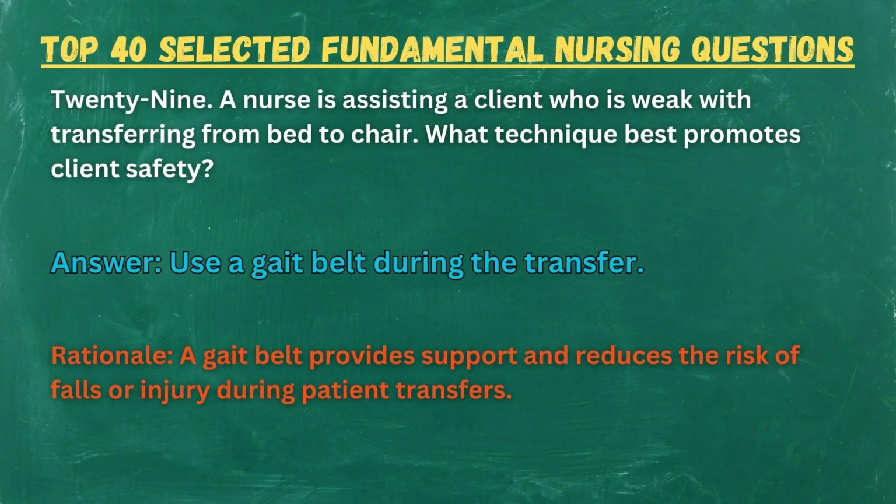29. A nurse is assisting a client who is weak with transferring from bed to chair. What technique best promotes client safety? Answer: Use a gait belt during the transfer. Rationale: A gait belt provides support and reduces the risk of falls or injury during patient transfers.